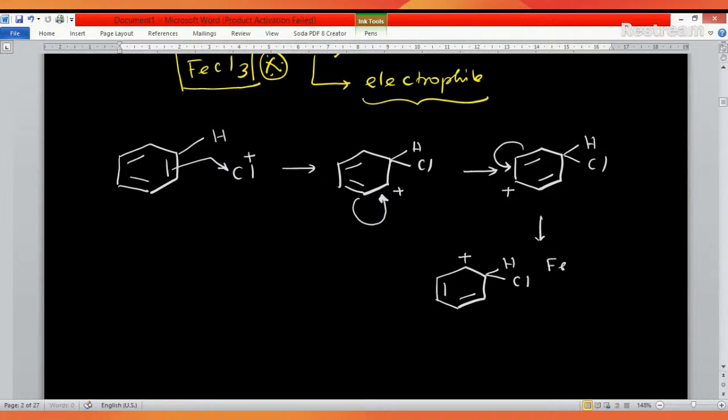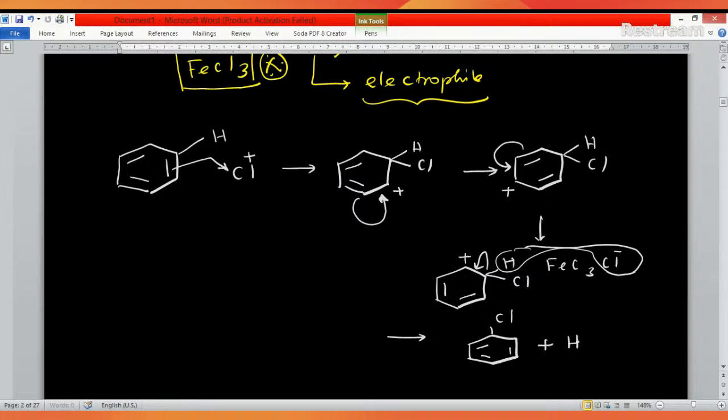Yes, we will have this intermediate, with H and Cl. At the end, we have FeCl4 minus. That Cl minus may contribute an electron pair to this hydrogen, so the hydrogen is removed as H plus. So on the substitution of chlorine on this benzene, we will have the Cl attachment plus HCl.